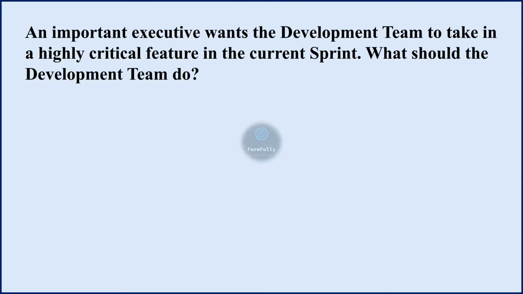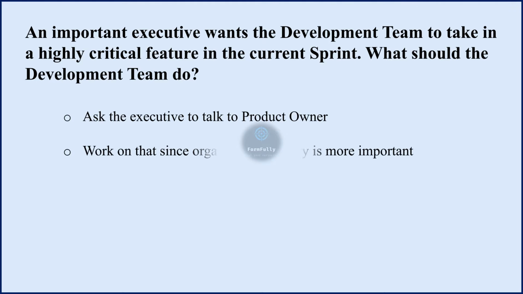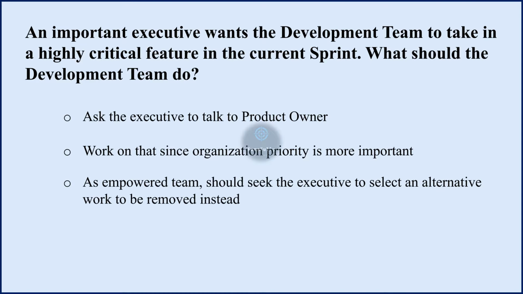Next question. An important executive wants the development team to take in a highly critical feature in the current sprint. What should the development team do? Options are ask the executive to talk to the product owner, work on that since organization priority is more important, or as an empowered team, seek the executive to select an alternative work to be removed instead. And the correct option could be ask the executive to talk to the product owner.